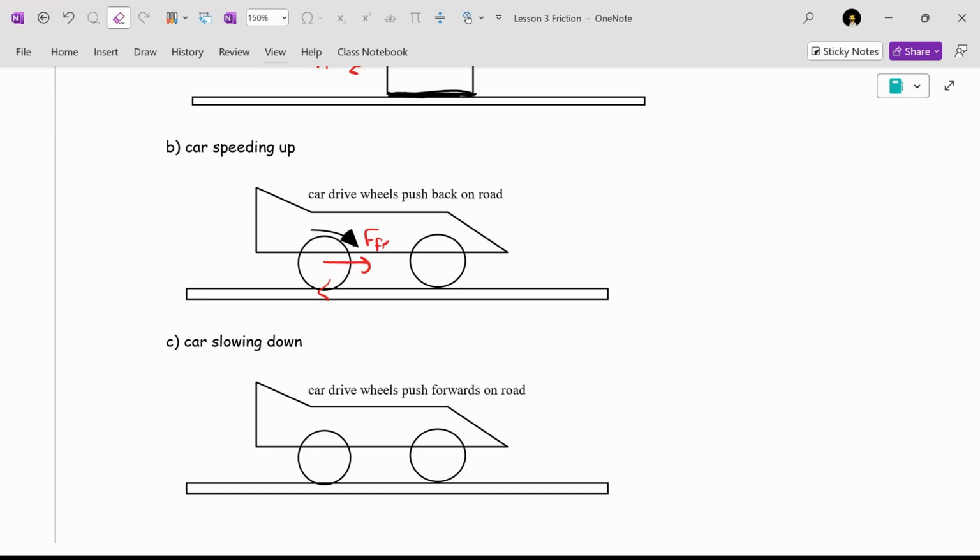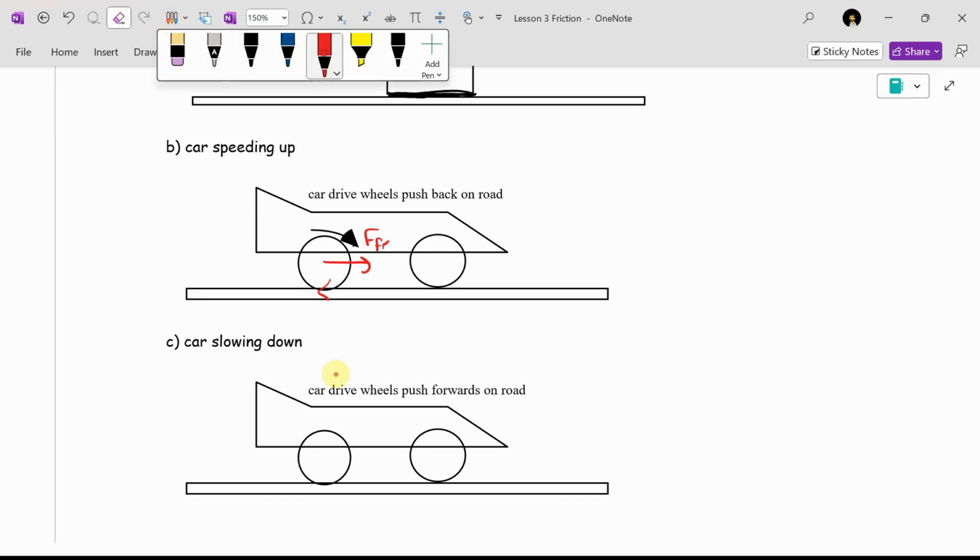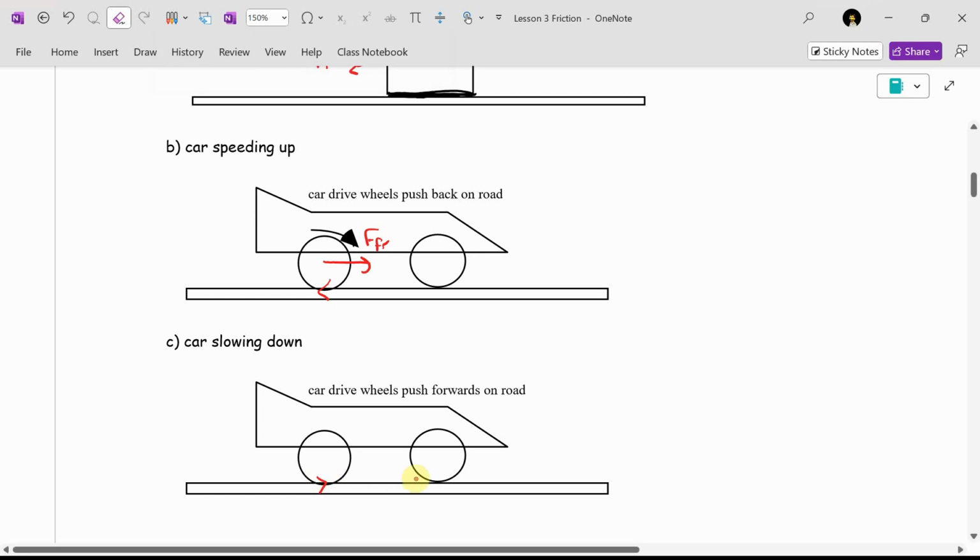Ooh, Bishop, what about when you hit the brakes? When you step on the brakes, the tires actually try and apply a force forwards against the road. Forces come in pairs. And so, which way is friction pointing when you step on the brakes? Backwards. How do I know that's correct? Because can you stop on ice? No.